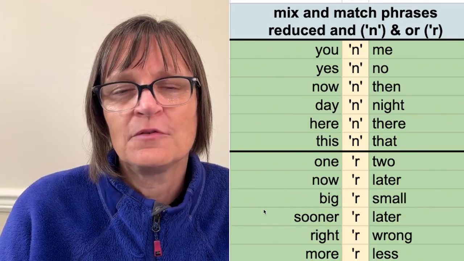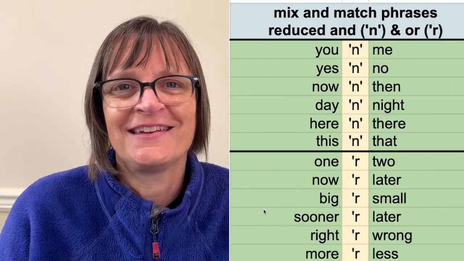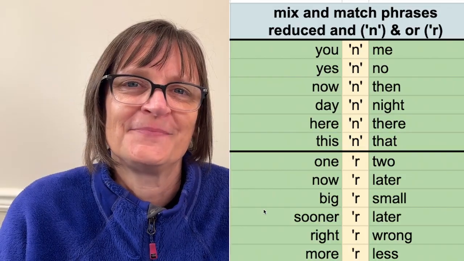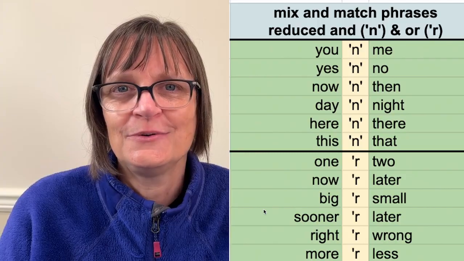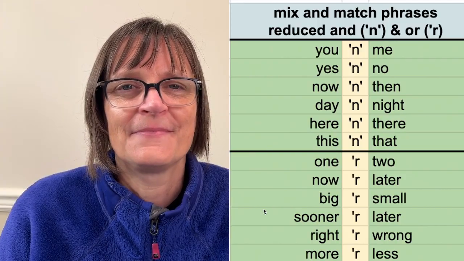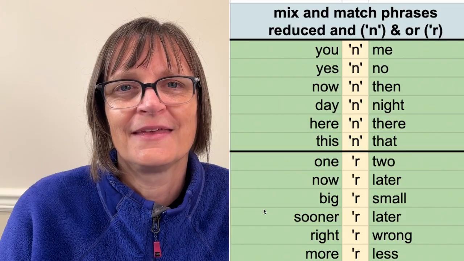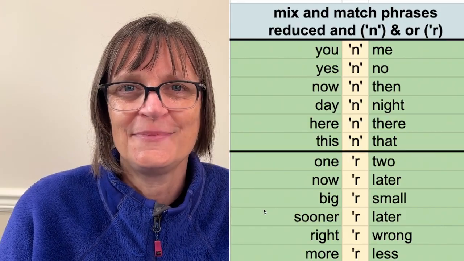I'll repeat the phrase slowly but with the correct linking two times, and then in natural speech more quickly. Repeat after me. You and me becomes you 'n' me. You 'n' me.